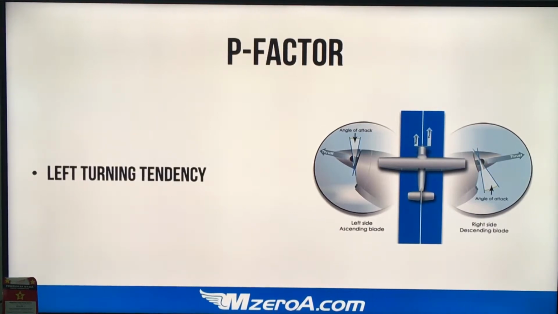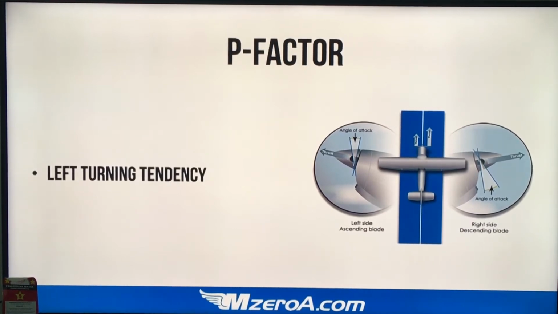Because of the way the propeller spins, you've got to realize the propeller is just another wing on its side. It's got a camber. Bernoulli's principle works the same way on that propeller. What happens is that right descending blade has a larger angle of attack than the left ascending blade. As you can see in that top-down photo, we generate more thrust on the right descending blade, which tends to pull us actually over to the left.